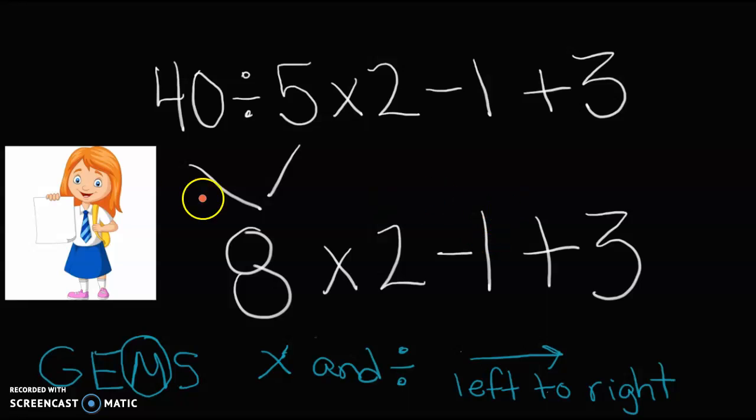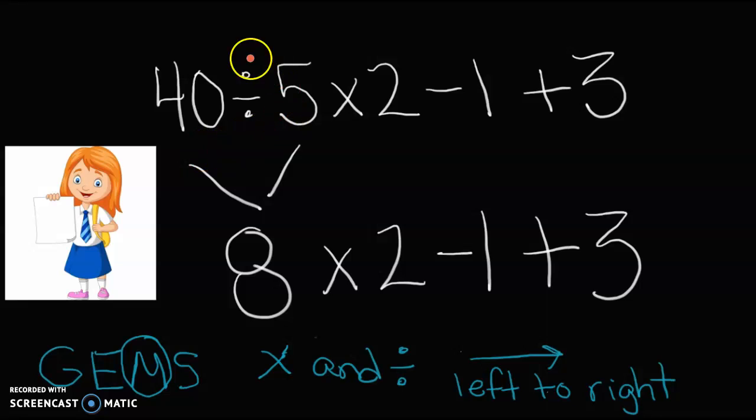All right, let's go on and we're going to practice, Sally. We're going to practice this in just a little bit together. But let's go ahead and do our next part of our problem. We're looking at GEMS. We said we don't have any exponents. So we're going to take a look at multiplication or division, whichever comes first, left to right.